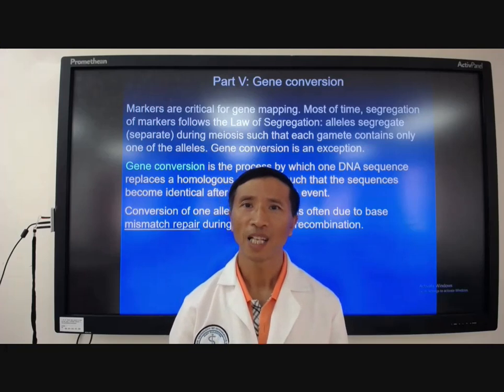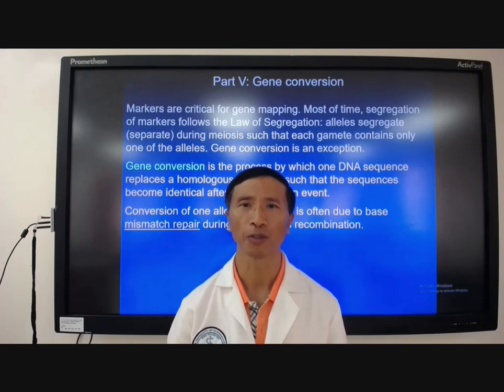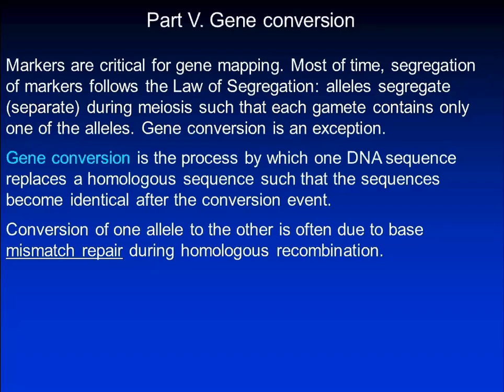Finally, let's move to part 5. We will look at gene conversion. Most of the time, segregation of markers follows the law of segregation. Alleles segregate during meiosis, such that each gamete contains only one of the alleles. Gene conversion is an exception.